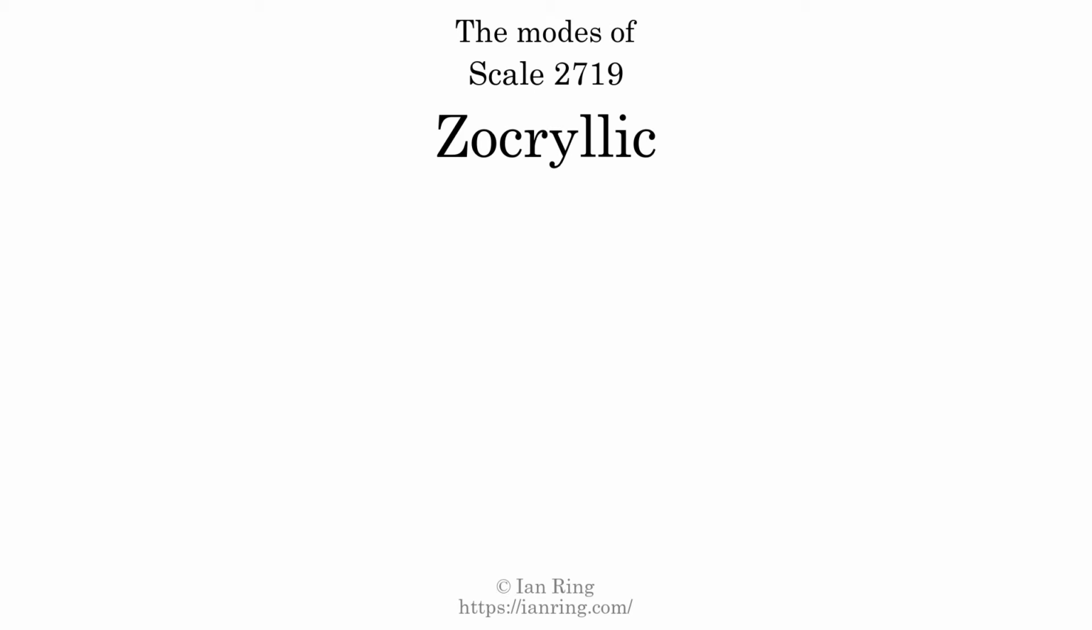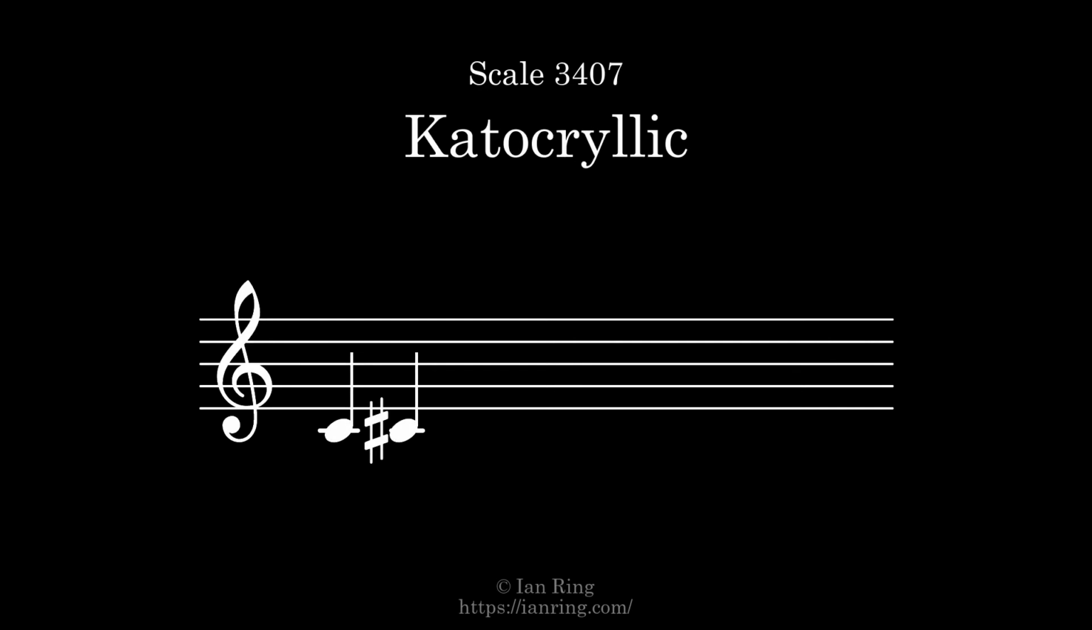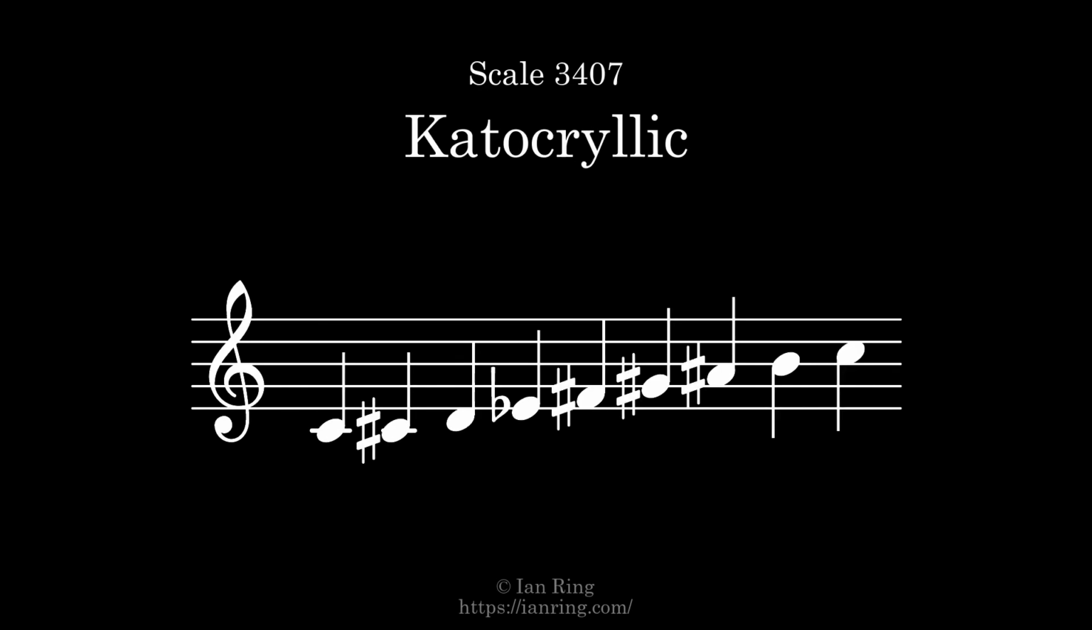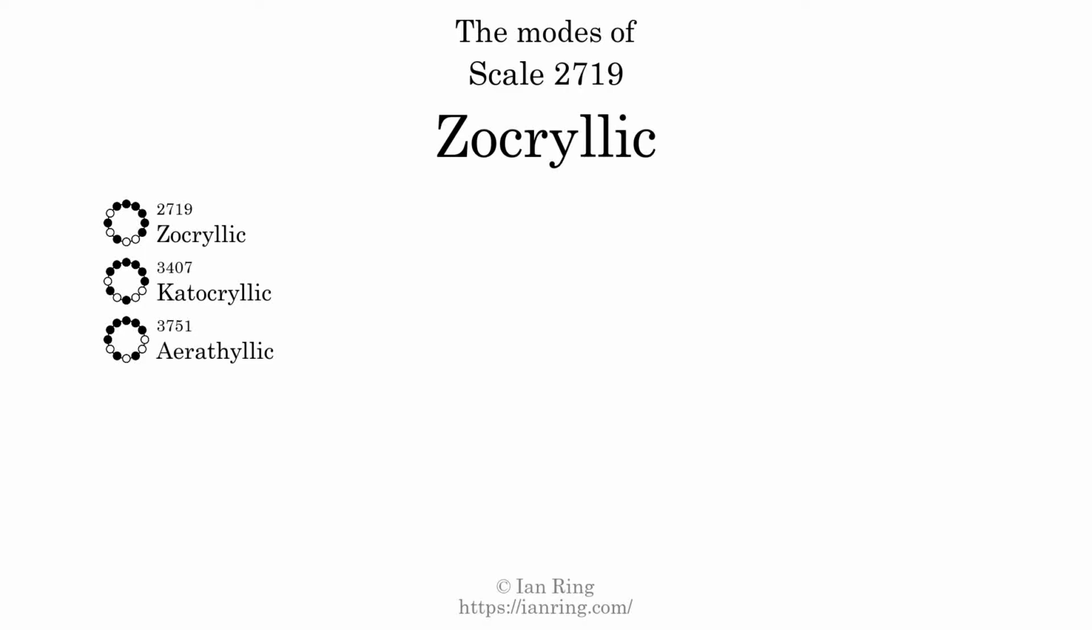This scale has 8 modes. The first mode is itself. The second mode is scale 3407, also known as Zocryllic. It sounds like this. The third mode is scale 3751, also known as Heteromorphisms. It sounds like this.